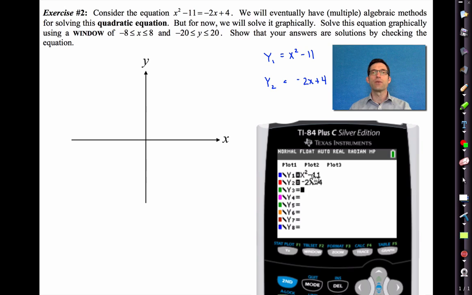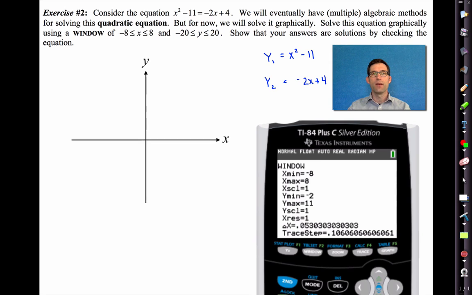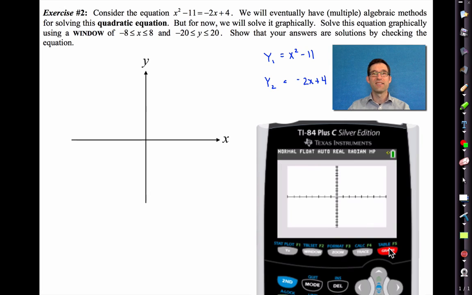Now I've given you the window here. Sometimes when you're solving equations graphically, the hardest part is actually to find the window. So if you're not sure what the window is, always experiment. But let's go into the window and let's set x min at negative 8, x max at positive 8, y min is negative 20, y max is positive 20. Okay, make sure we've got all that set. And let's hit graph, see what it looks like.